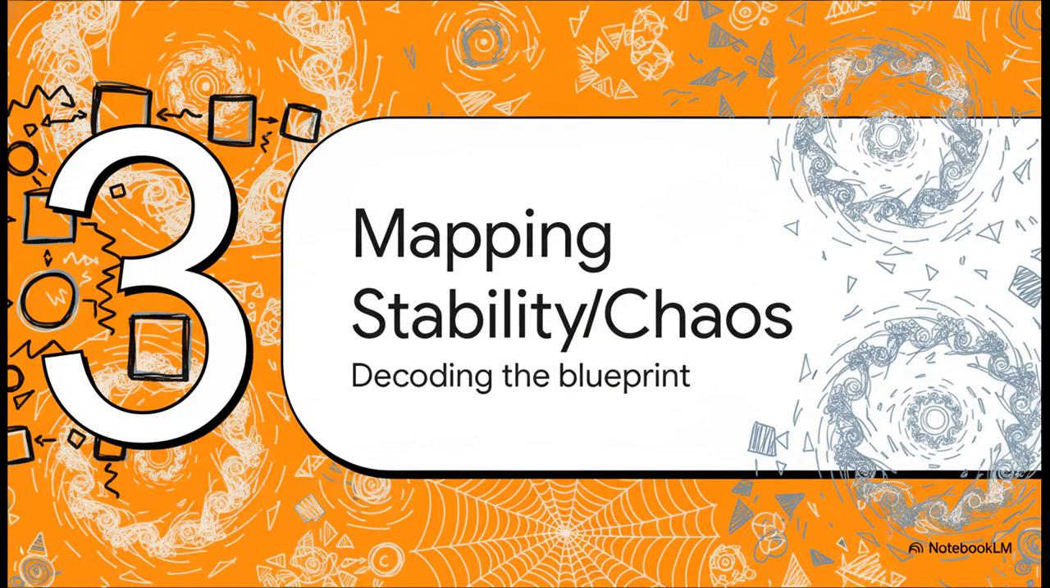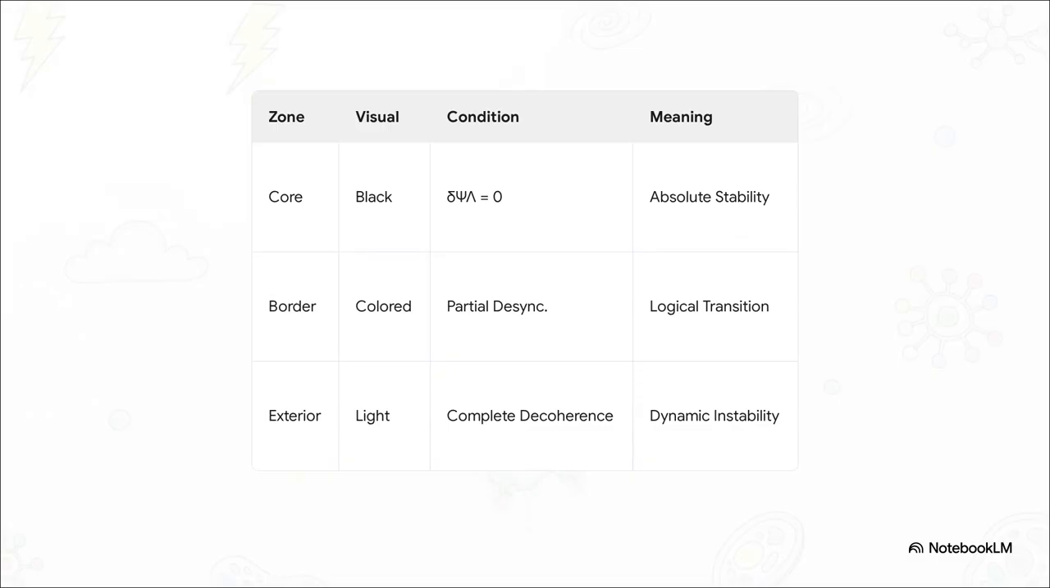Okay, so if this thing really is a map of a universal law, then how the heck do we read it? Let's break it down and decode this blueprint. Think of this as the legend for our map of reality. See that black part in the middle? That's the core. Perfect coherence, absolute stability. Everything's in order there. Now, look at that crazy, colorful, detailed border. That's the transition zone, where things get interesting, where stability starts to break down. And then all that lighter stuff on the outside, that's total chaos, complete decoherence.